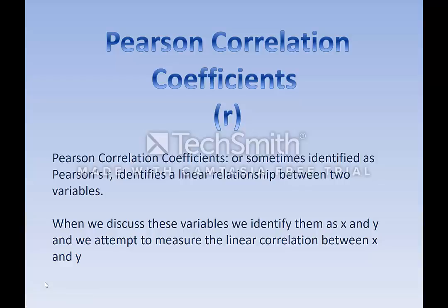I am a doctoral student in the Educational Technology Department, and I'm going to be talking about the inferential statistic Pearson's correlation coefficient, or for our purposes here, the R, which is dealing with a sample. Pearson's correlation coefficient, sometimes identified as Pearson's R, identifies a linear relationship between two variables. When we discuss these variables, we identify them as x and y, and we attempt to measure the linear correlation between x and y.